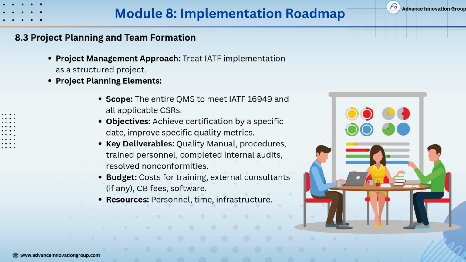Scope. This covers the entire quality management system, QMS, to meet the IATF 16949 standard and all customer-specific requirements, CSRs. Objectives. These could include getting certified by a particular date and improving some quality metrics, or KPIs. Key deliverables. These are the things we need to produce, like the quality manual, standard procedures, internal audits completed, trained employees, and resolution of any non-conformities.